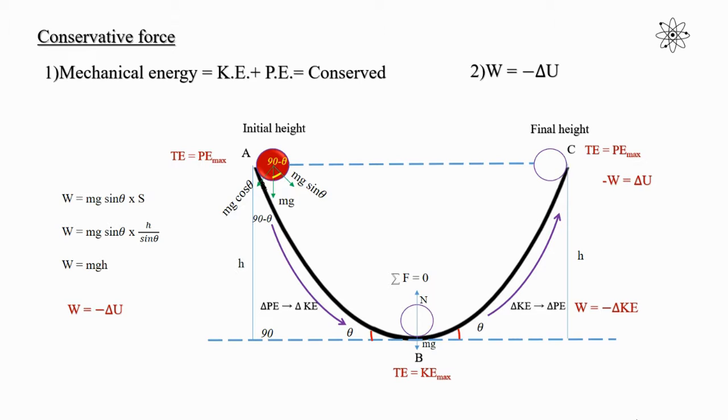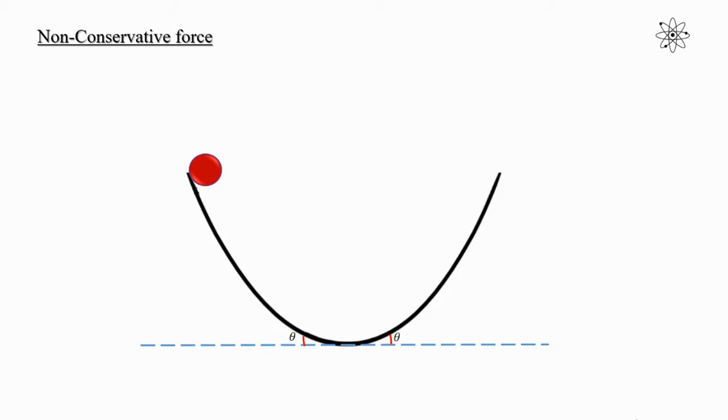And one more thing you observe, students: the work done by the object gets stored in the form of potential energy. This is possible only in the case of a conservative force. Now let's discuss similarly for the non-conservative force.